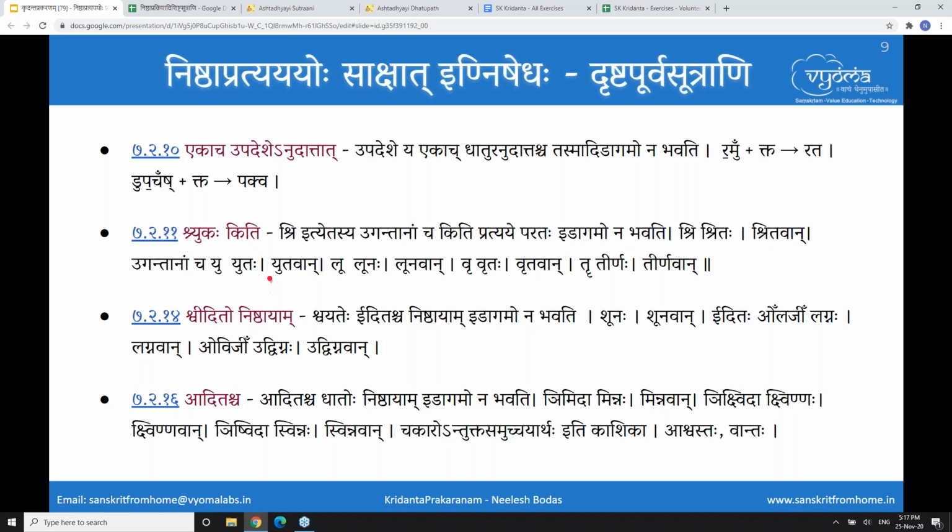So Shritaha, Yutaha, Lunaha, Vrutaha, Tirnaha. One example of each of them is given. You have Shri, Rasva Ukara, Dirgha Ukara, Rasva Rukara, and Dirgha Rukara. These are the ending vowels of all these dhatus.